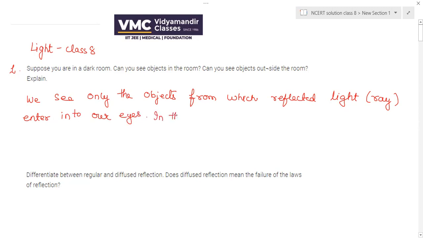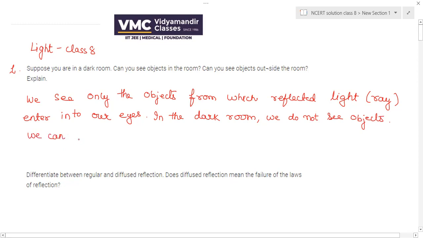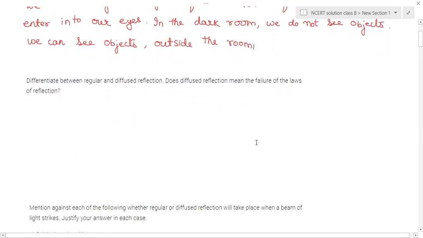In the dark room, we do not see objects. We can see objects outside the room, and that too if the light is on there as well.